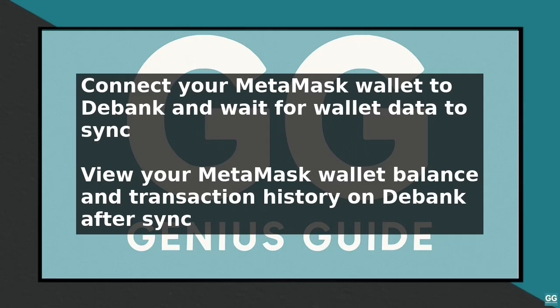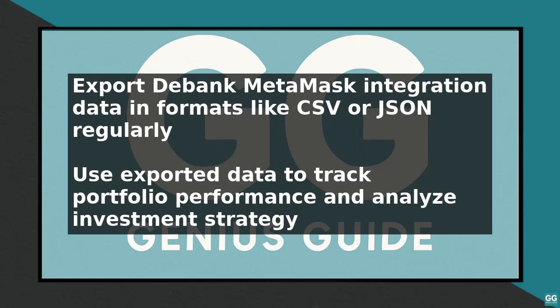To export your Debank MetaMask integration data, click on the settings icon and select Export Data from the drop-down menu. Choose the format you want to export your data in, such as CSV or JSON, and select the data range you want to export. Finally, click on the Export button and your data will be downloaded to your computer.